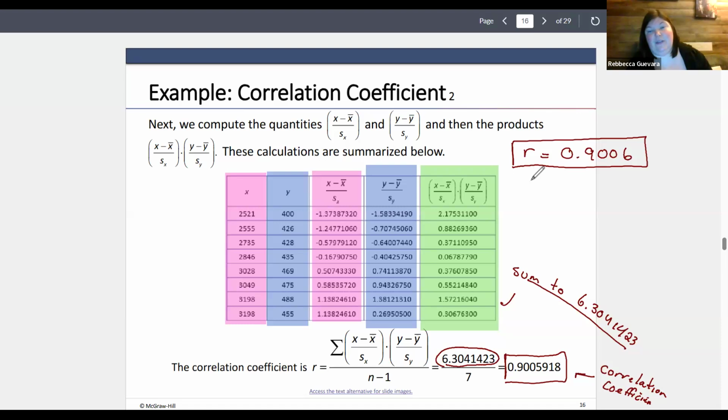So this is going to show that we have a strong positive linear association.